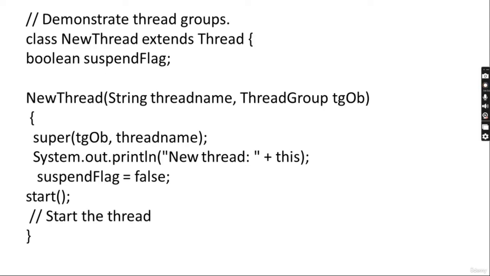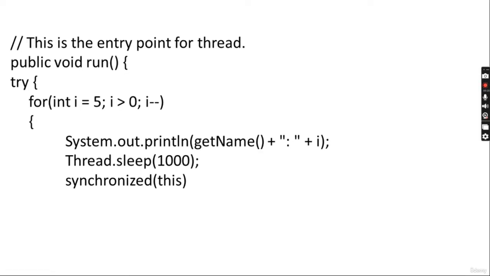Okay, so what we are doing in this case, we are first of all calling super to call the constructor of the base class, that is the Thread class. Then we are displaying the new thread, then suspendFlag is equal to false. Then we are starting the thread. We are calling start by itself because this class itself is a thread, because it's extending the Thread class. It is not implementing the Runnable interface. If it would have been implementing Runnable, what would we have to do? We would have to create a thread object and then write threadObject.start.